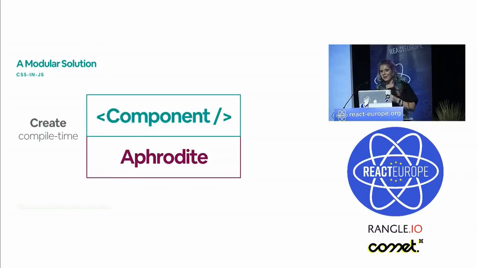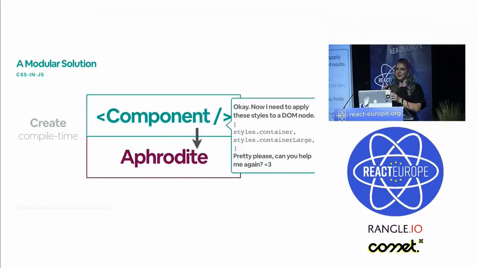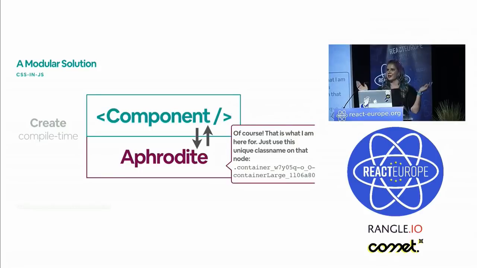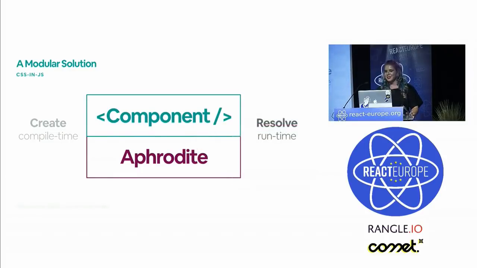And we have another moment where we have access to these styles as well, and that's at runtime. Basically, once we have that styles object, we want to apply them to a specific DOM node. So we pass in an array, we have some container styles, some container large styles. Aphrodite, again, does some magic, injects some styles into the page, and passes back a class name, which we can then apply to our DOM node. And this is what we refer to as the resolve.